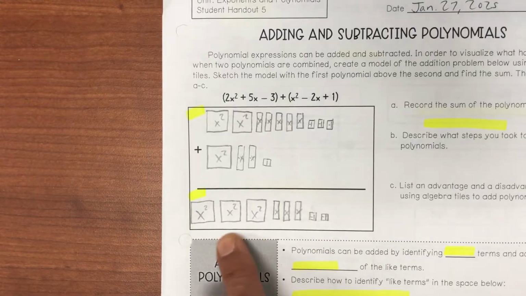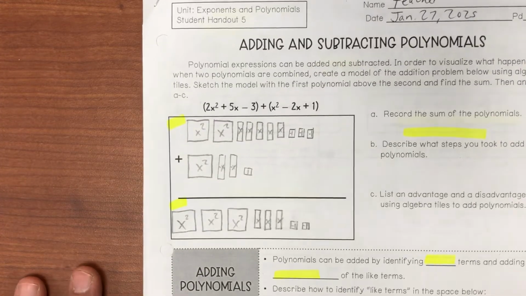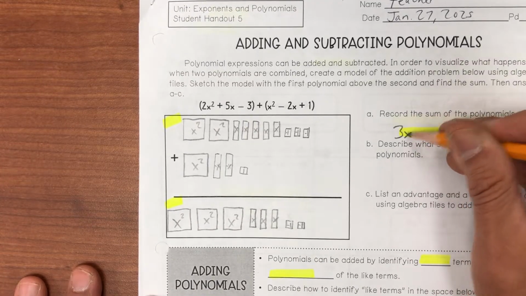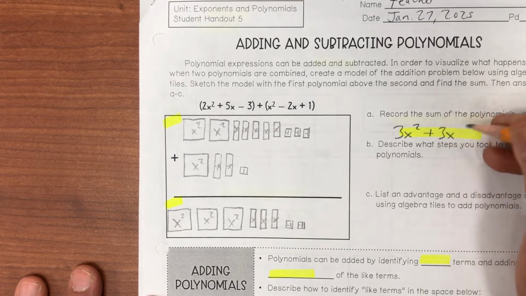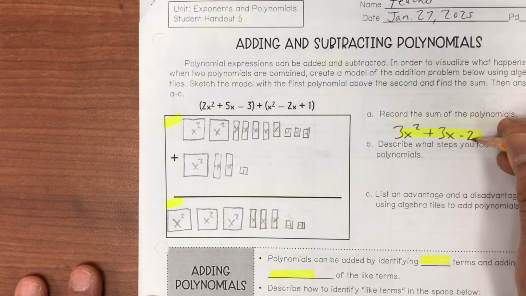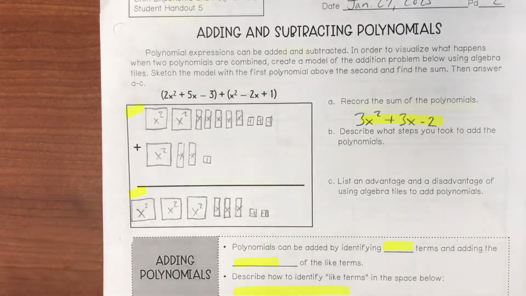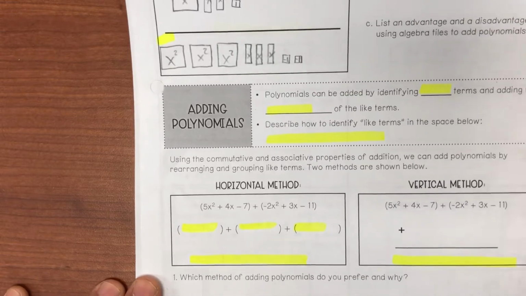Okay, so that's just another way to add up polynomials, just so we can visualize it, so we can see it better, like we're playing with blocks. And record the sum of the polynomials. We got 3x squared plus 3x minus 2, or plus and -2, however you want to look at it. Okay, just like that. And describe what steps you took to add the polynomials. Well, we're all going to describe that a little bit differently, so I'll leave that up to you. And let's just go over some more vocab.